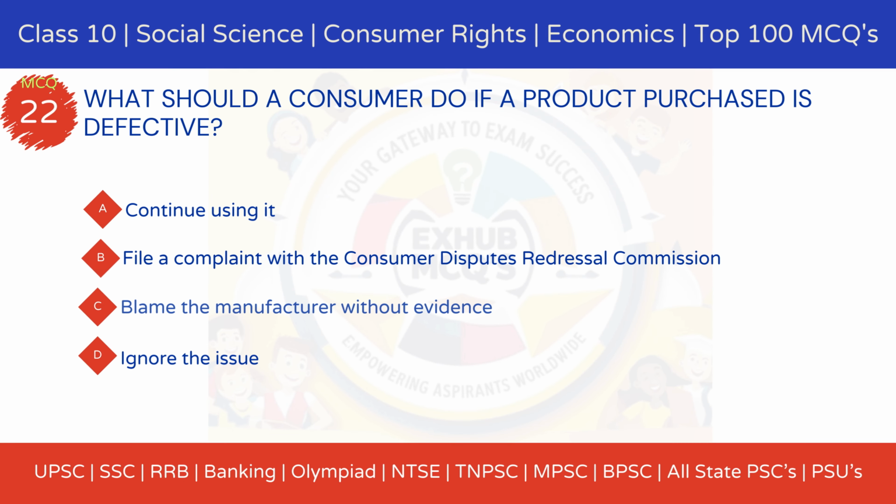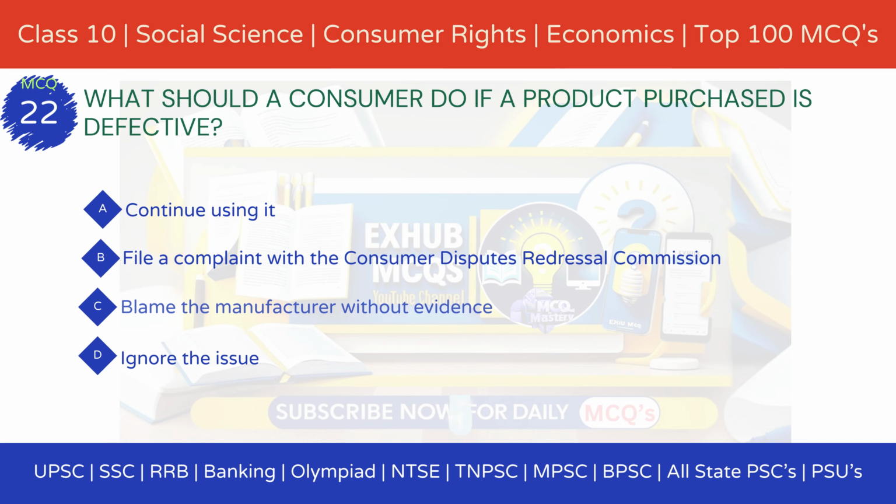MCQ 22. What should a consumer do if a product purchased is defective? Option A. Continue using it. Option B. File a complaint with the Consumer Disputes Redressal Commission. Option C. Blame the manufacturer without evidence. Option D. Ignore the issue.